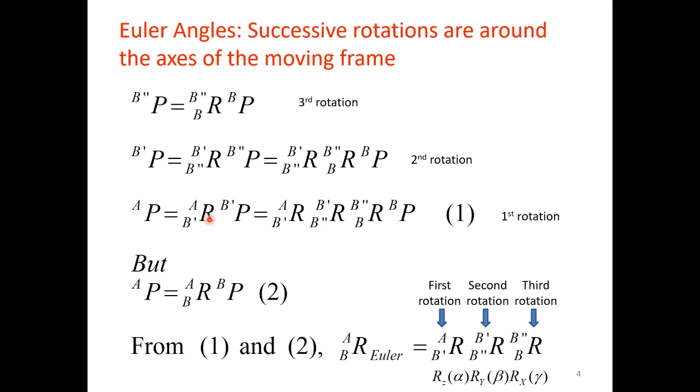Okay. So now in the final equation here, if you replace B'P with this one, and then B''P with this one, you get this one. AB'R, B'B''R, B''BR. So this is the rotation matrix of B with respect to A. So like that, same thing we described yet another way.